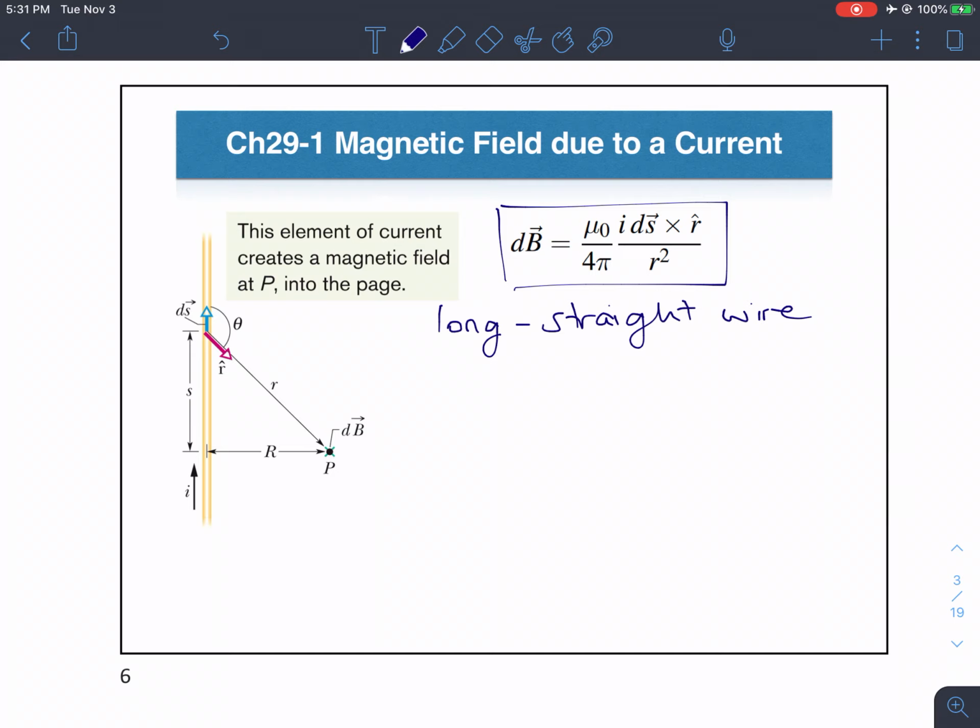Since this is a nice symmetric case and it's not bent, you will see that it's not going to be as complicated as the equation above, but we are going to start from there. First of all, this is the vector form. The first thing you do is get rid of the vectors, so let's write the magnitude form. This is the magnitude of Biot-Savart.